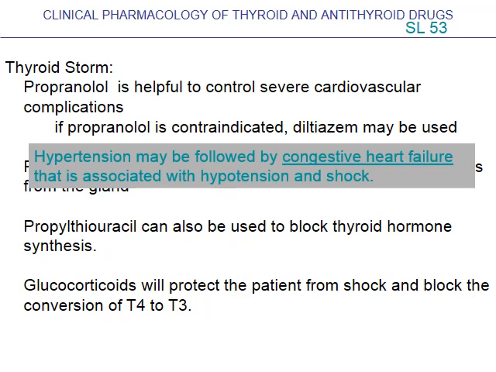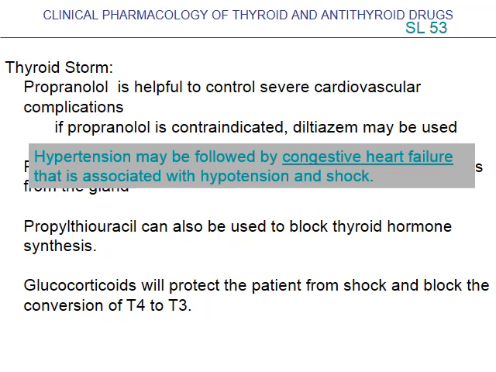Because the heart is beating harder and faster, thyroid storm is going to first induce, or may induce, a hypertension response, that may eventually be followed by congestive heart failure symptomology that is also associated with hypotension and shock. Okay, so the hypotension is going to be further on in the course of thyroid storm, and at a more dangerous phase.